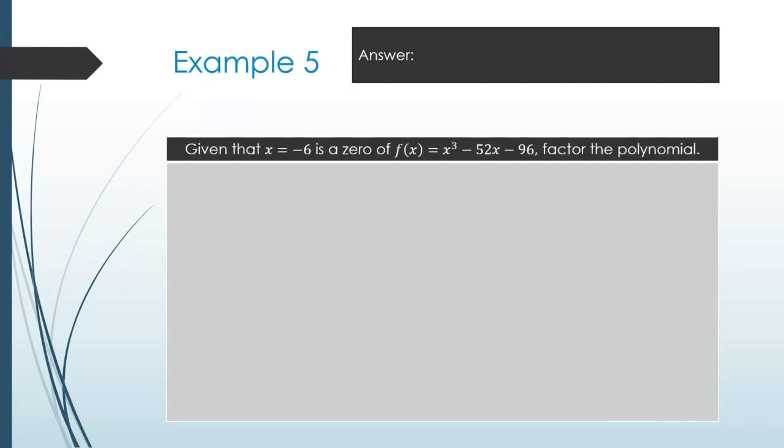Here's another one. Given that x equals negative 6 is a 0 of f of x equals x cubed minus 52x minus 96, factor the polynomial. So here's how we're going to use knowing zeros to factor. I'm going to use synthetic division, so I'm going to set it up. x cubed has a coefficient of 1. I don't have an x squared term, so that's going to be 0. Then I have negative 52 and negative 96.